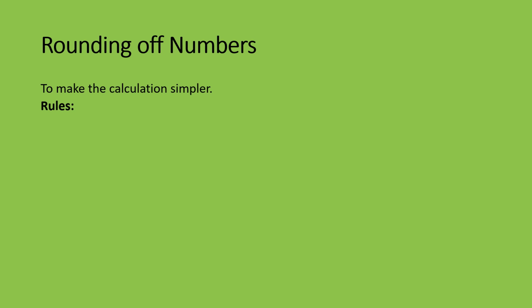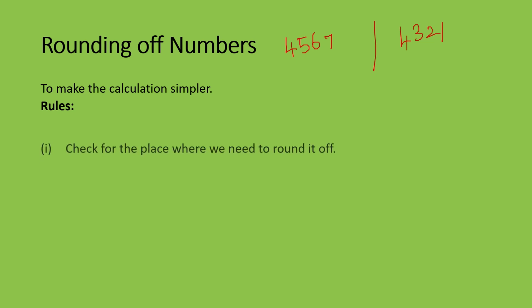Before proceeding, I just have an example over here, so it will be very easy for us. I will be writing some examples: 4567 and 4321. Okay, now we'll see the rules as such. Now I need to round it off to the nearest 1000. This is my question. So what is my first rule?